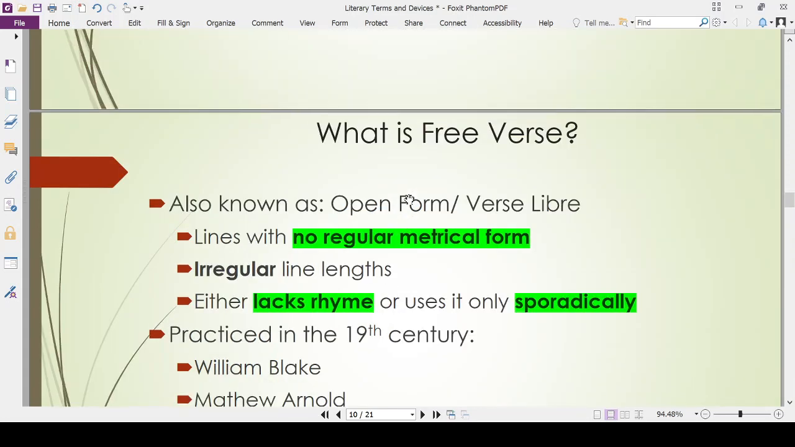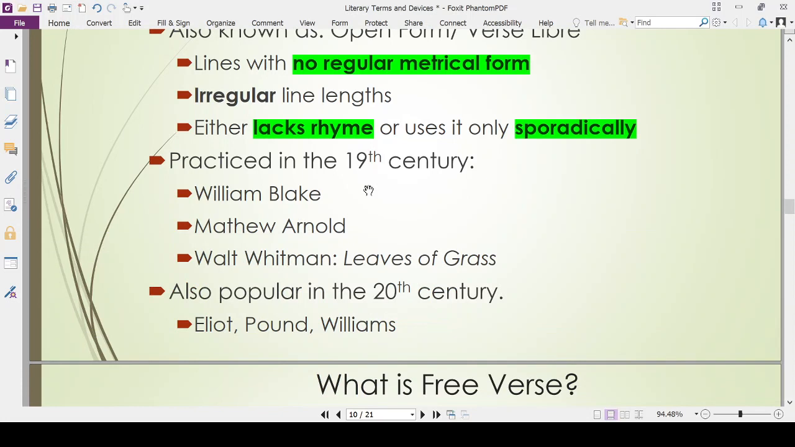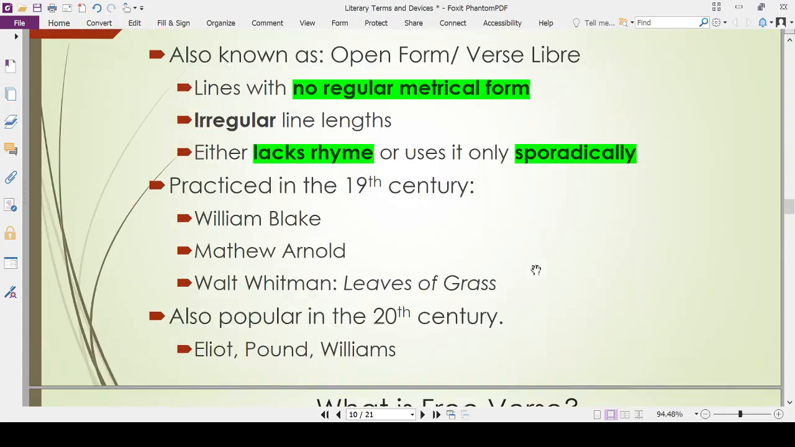It was practiced mostly in the 19th century in the poetry of William Blake, one of the dark romantics, and in the poetry of Matthew Arnold. But of course, the most important poet who kind of shattered and astonished all of the world with his book was, of course, Walt Whitman, when he published Leaves of Grass, written in free verse.